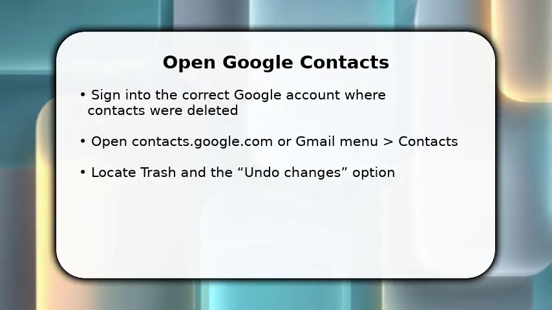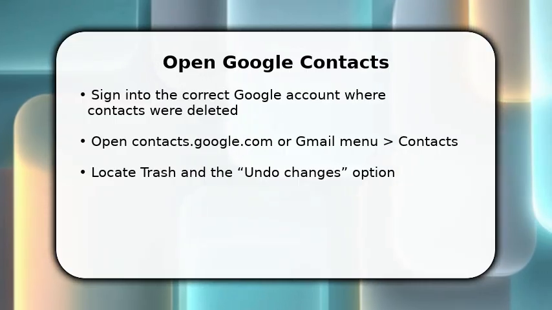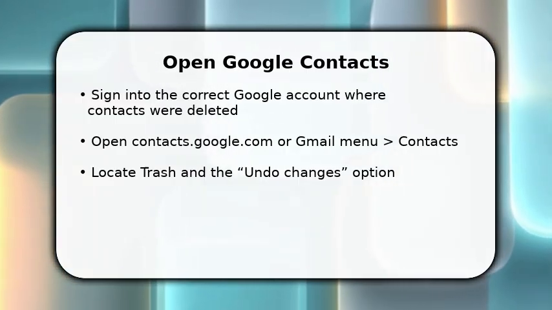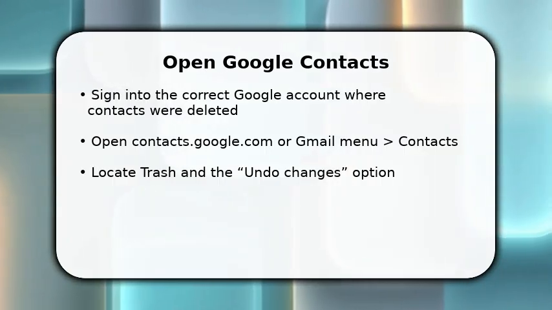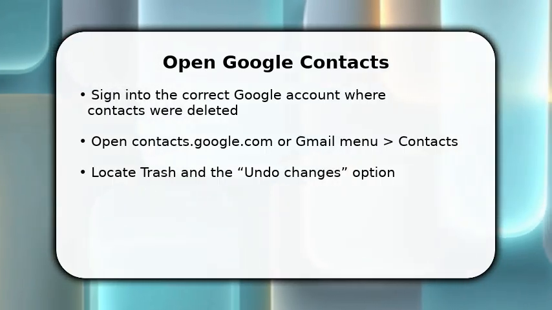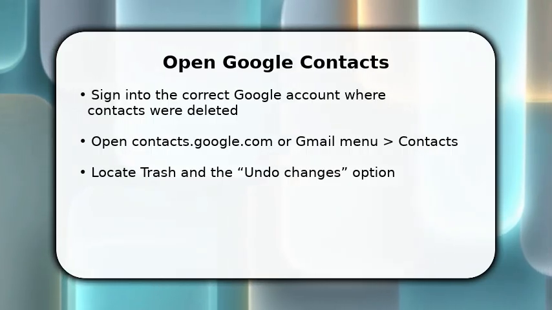You're signed in, now act. Open Google Contacts from Gmail or Contacts.Google.com. Once there, make sure you're in the same Google account that lost contacts. Next, click Trash to view items deleted within 30 days.